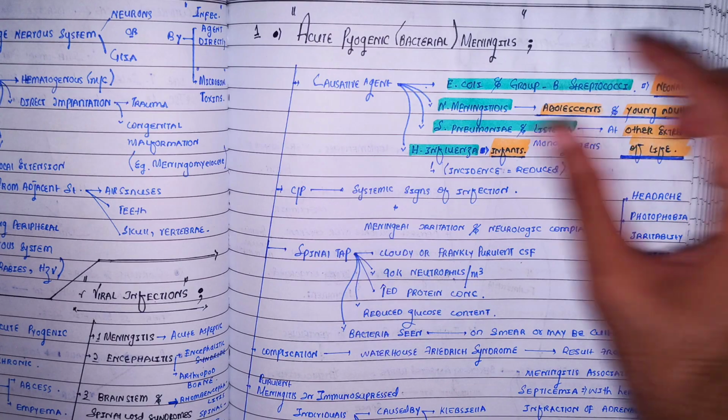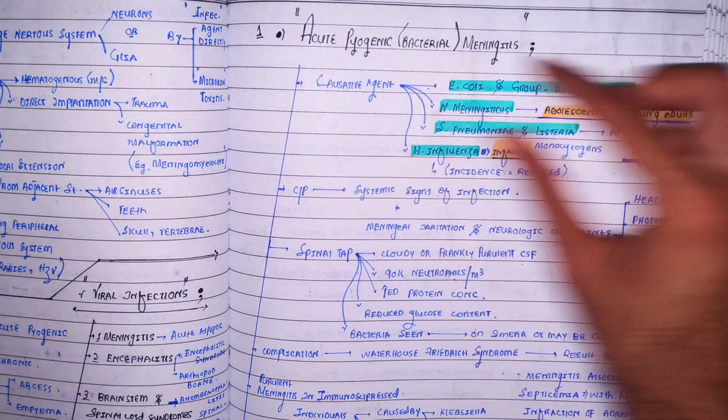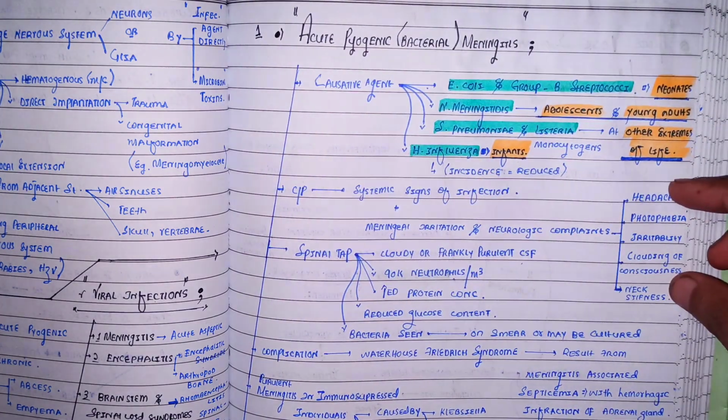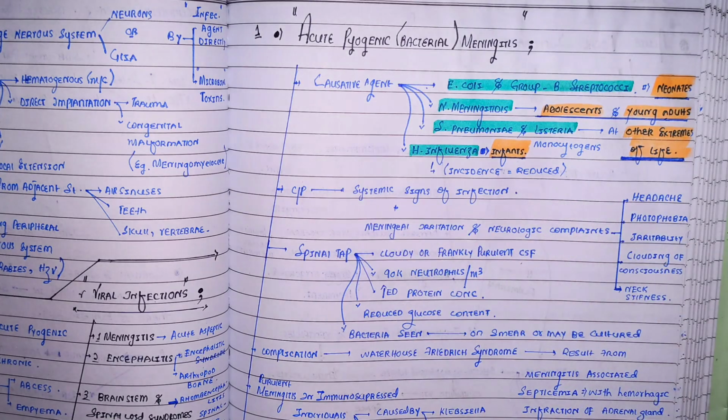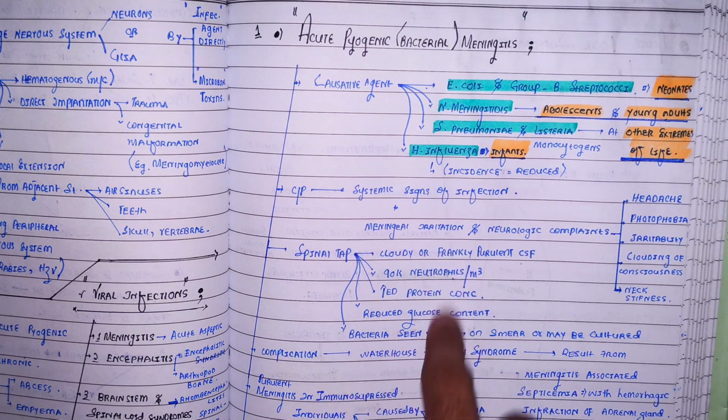How easy it is, but I have actually divided this into parts. Causative agents, there you go. General presentation, there we go. What will be the CSF findings? Here they are, right? And they are actually important.